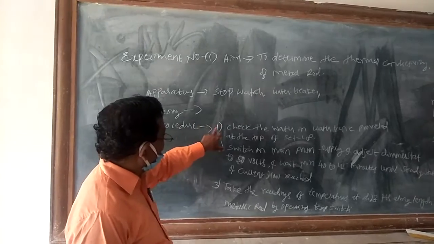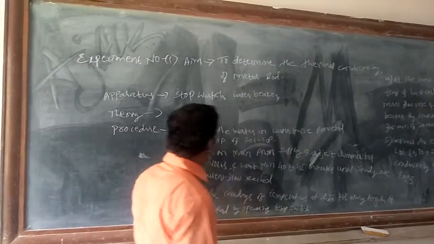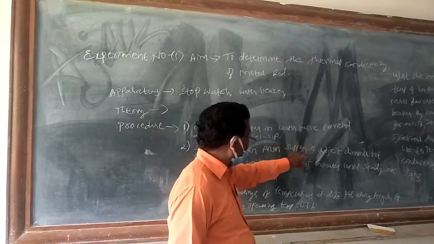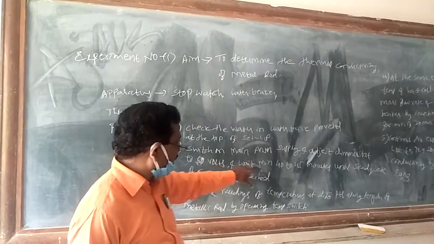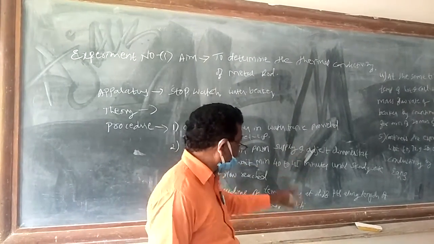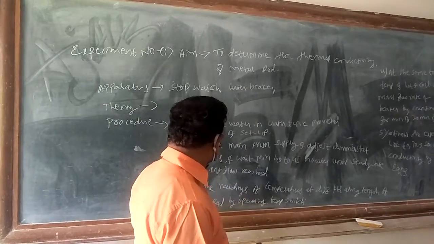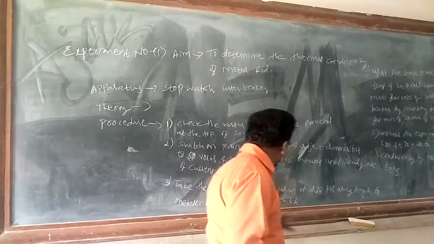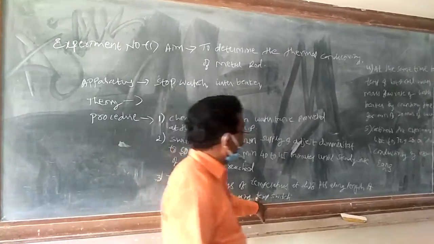Next, procedure. Procedure-wise, number 1, check the water in the water tank provided at the top of the setup. 2, switch on the main power supply and adjust the dimmerstat to 50 volts and wait a minimum of 40 to 45 minutes until the steady state of current flow is reached. And 3, take the readings of temperatures of different points along the length of the metallic rod by operating the temperature switch.